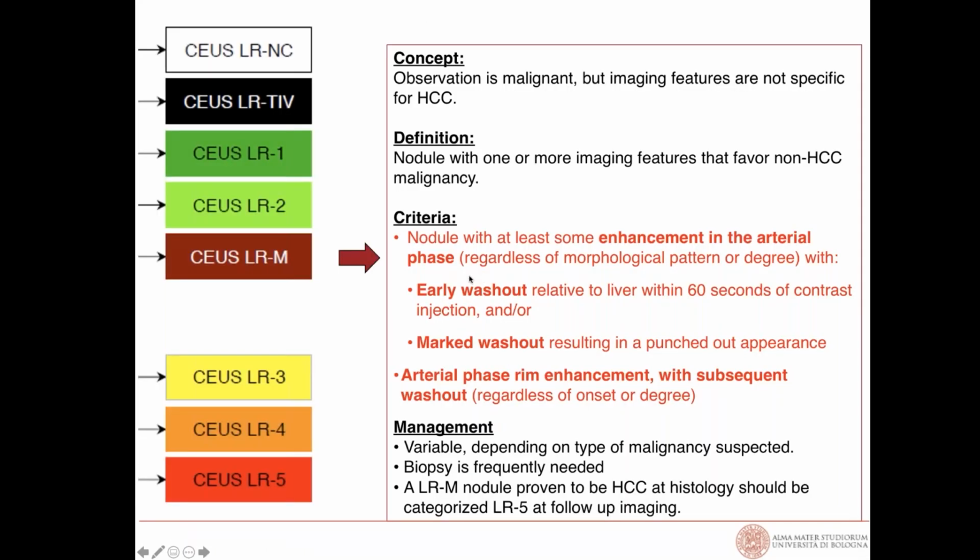At last, a nodule with some enhancement in the arterial phase, not completely devoid, with early washout, before 60 seconds, or marked punched-out, black appearance at 2 minutes. Any of these patterns, either early washout or marked washout, or arterial phase rim enhancement followed by washout, regardless of the type, indicates a malignant lesion, but not surely a hepatocellular lesion.